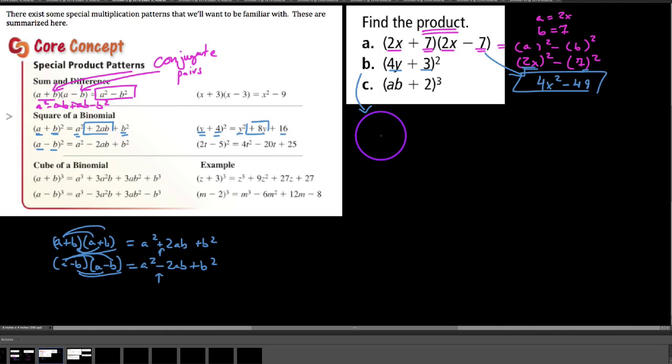So what I'm going to do is I'm going to displace this down here. I say, well, 4y plus 3, we're squaring this binomial. And I know that in this case, my a thing here is 4y, and my b thing here is this 3.